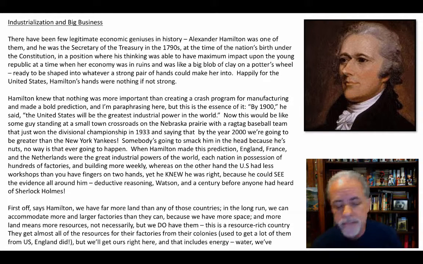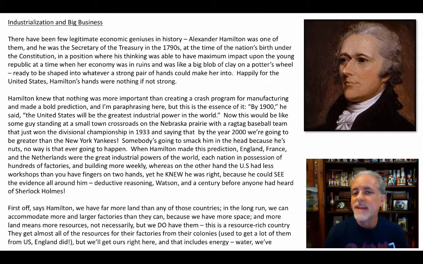First off, says Hamilton, we have far more land than any of those countries. And in the long run, we can accommodate more and larger factories than they can because we have more space to build factories. Okay? And more land also means more resources. I mean, not necessarily. Just because you got a big country doesn't mean it's full of resources, but we do have them. We have a resource-rich country. They get almost all of the resources for their factories from their colonies. They used to get a lot of them from us. England did, okay, before we won the revolution and became independent. But we'll get ours right here.